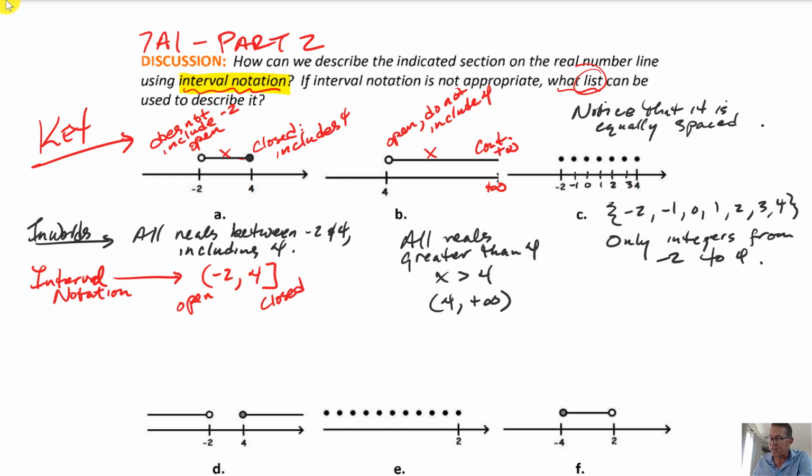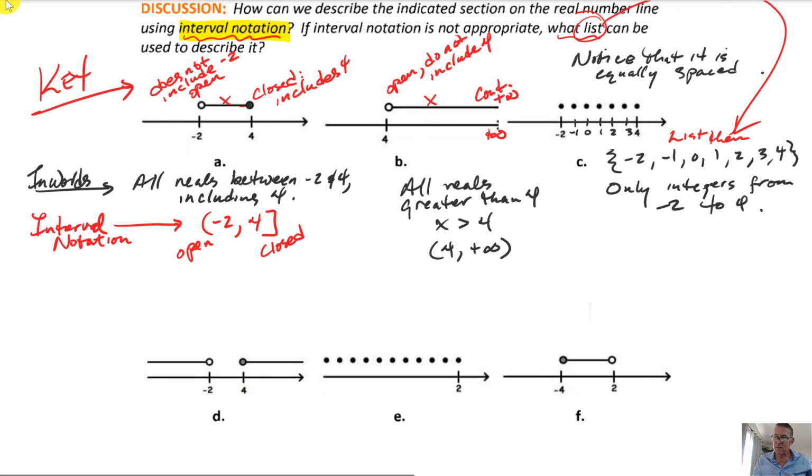So in this case, we have to list. That's what it means right here: if interval notation is not appropriate, what list can be used to describe that? The list is right here. So you have to list them, because we're talking about 1, 2, 3, 4, 5, 6, 7 discrete points. If it's not a continuous function like the previous two, then you have to list it.